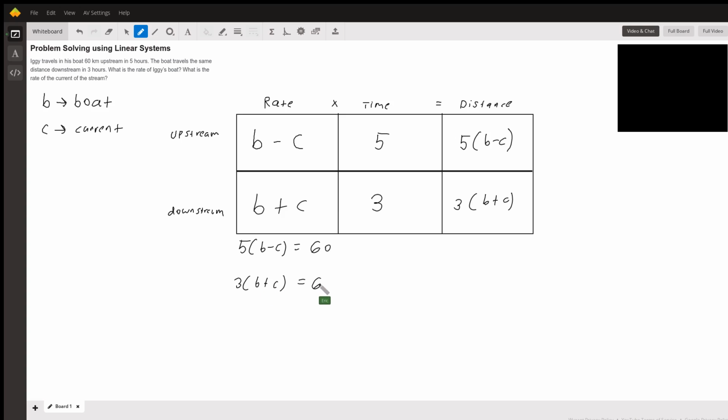Now, something that students might do to make life more difficult in this problem is to distribute the 5, so to get 5b minus 5c and 3b plus 3c. And that's not the best idea because you're going to be dividing them out in your next step anyway. It's way easier to just divide both sides of the equation by 5 for the first, and divide both sides by 3 for the second equation. So we get b minus c equals 60 divided by 5 is 12, and we have b plus c equals 20.